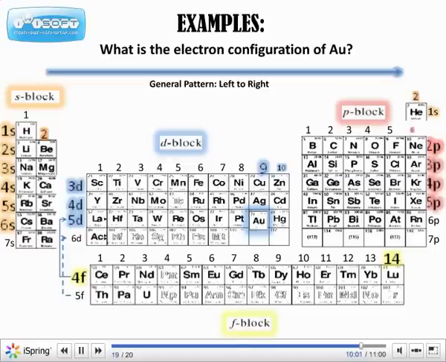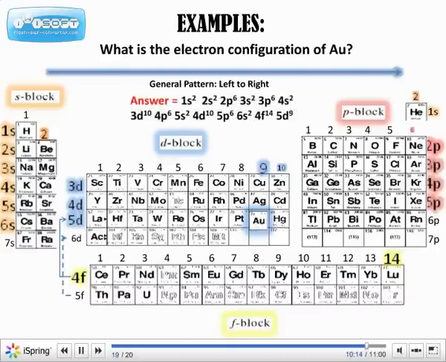Note the F sublevel's principal energy level starts at 4, not 6. Also, the F sublevel comes after 6s and before 5d. Remember the sequence SFDP. Stop at Au. Your answer: 1s2, 2s2, 2p6, 3s2, 3p6, 4s2, 3d10, 4p6, 5s2, 4d10, 5p6, 6s2, 4f14, 5d9. Ta-da! All done!